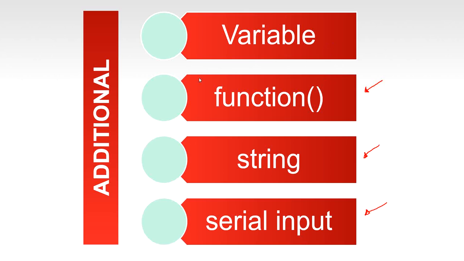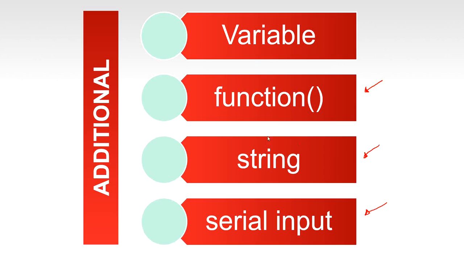Secondly, the function. Functions can be defined in two categories. The first is a function that will not return any value, and the second is a function that will return some value, depending on the type of the variable that the function returns to the caller.